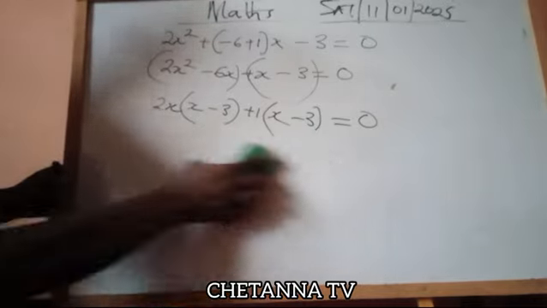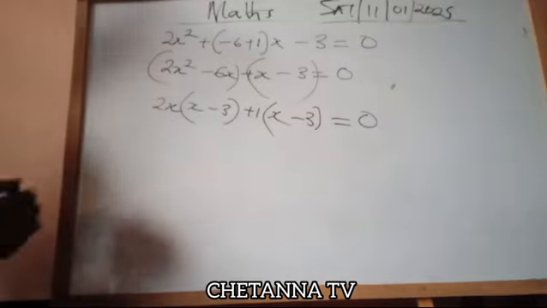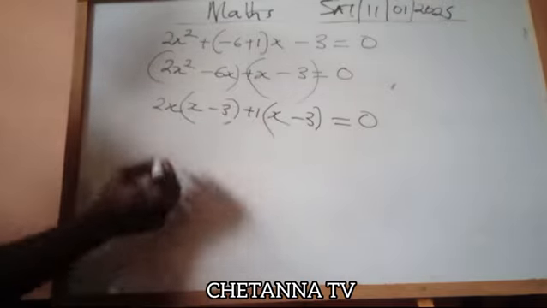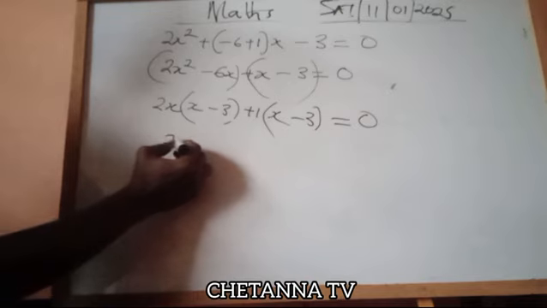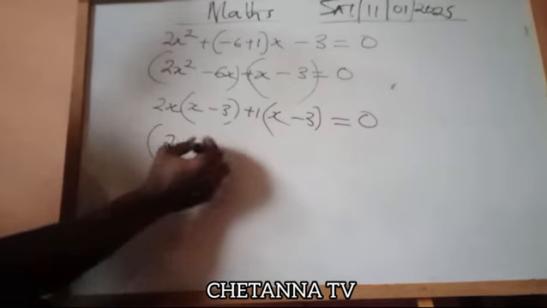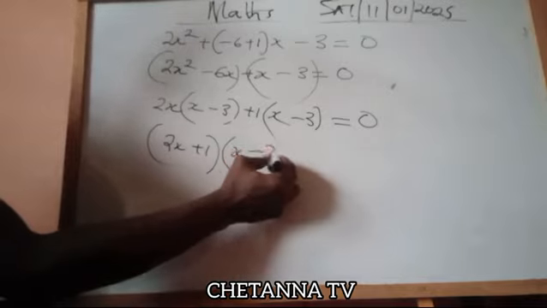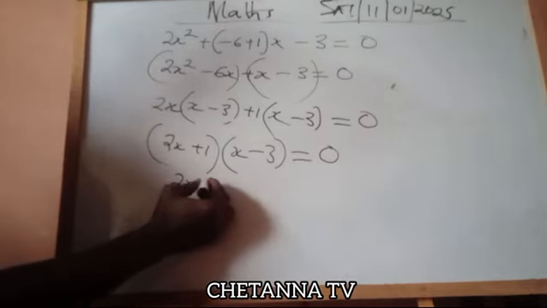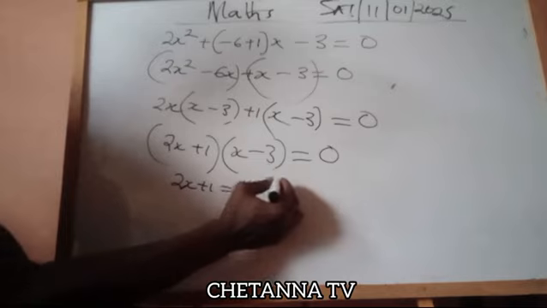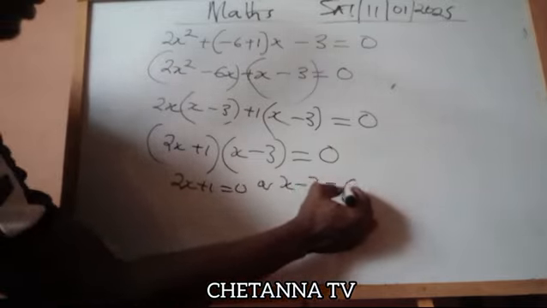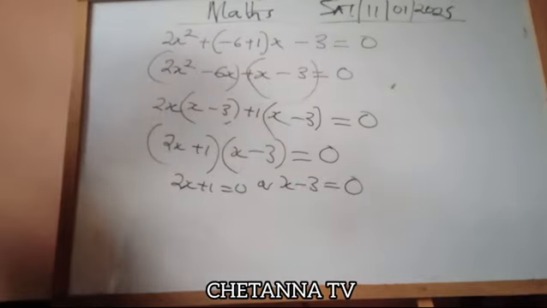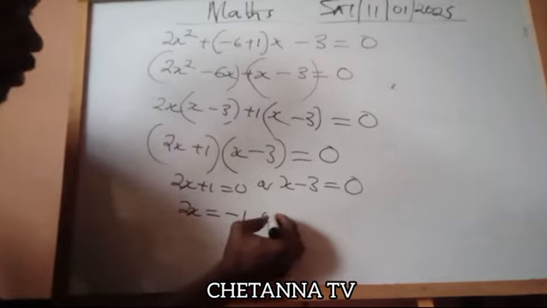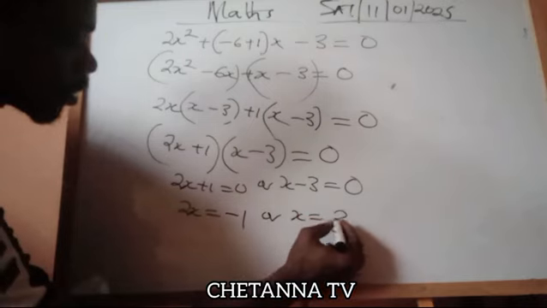So we now have x minus 3 here, we have x minus 3 here. So we now have what? 2x plus 1 into bracket x minus 3 is equal to what? 0. So that means 2x plus 1 is equal to 0, or x minus 3 is equal to what? 0. So that means 2x is equal to what? Minus 1, or x is equal to what? 3.